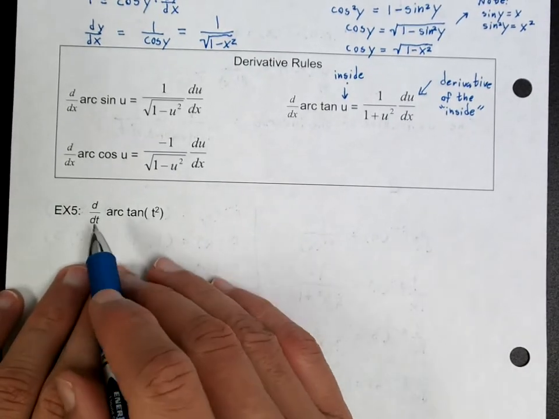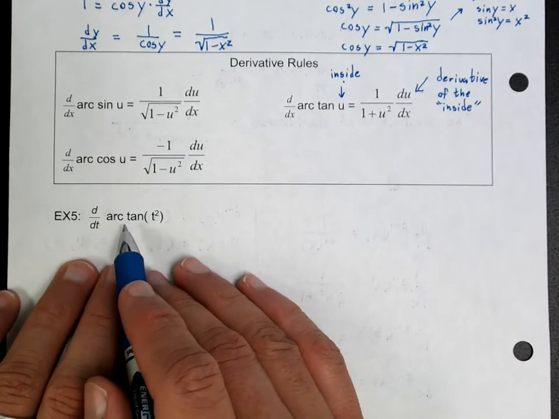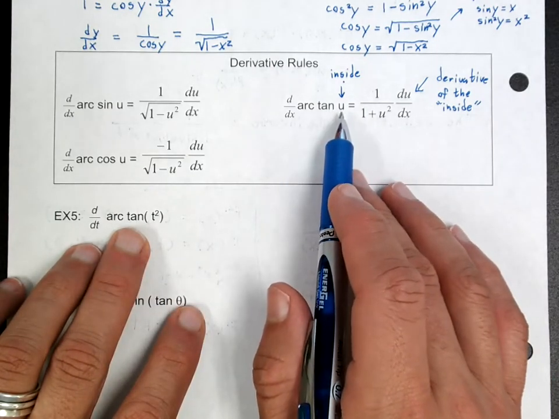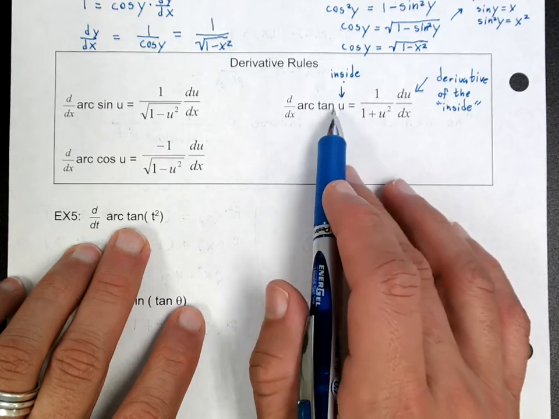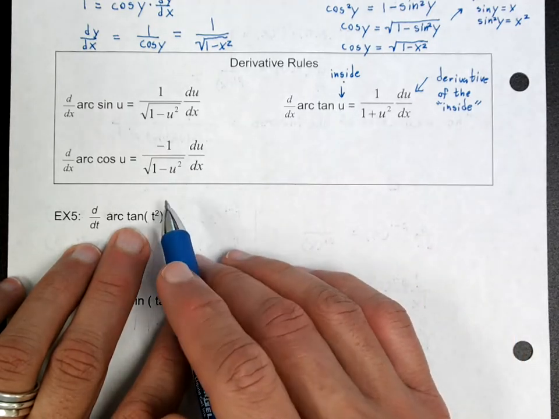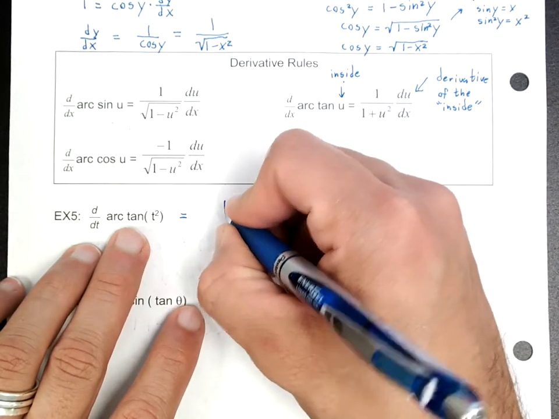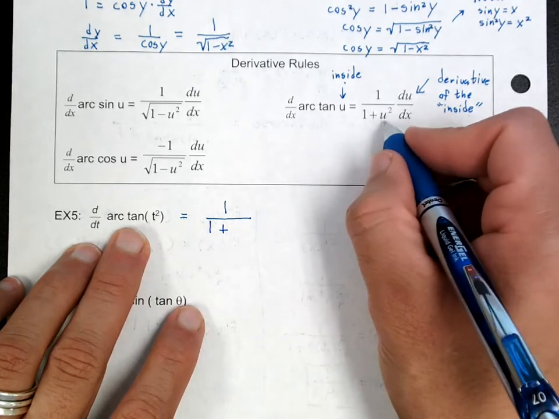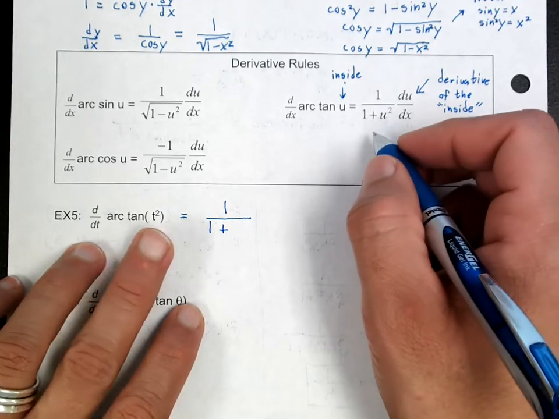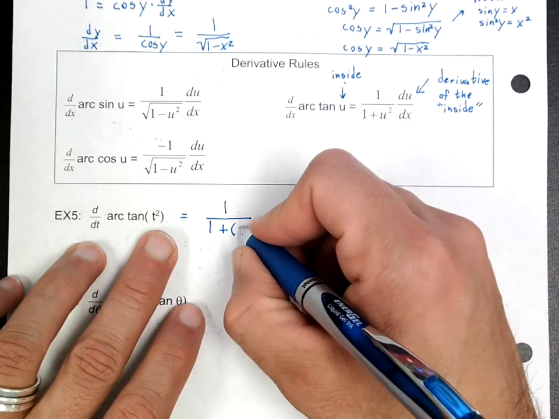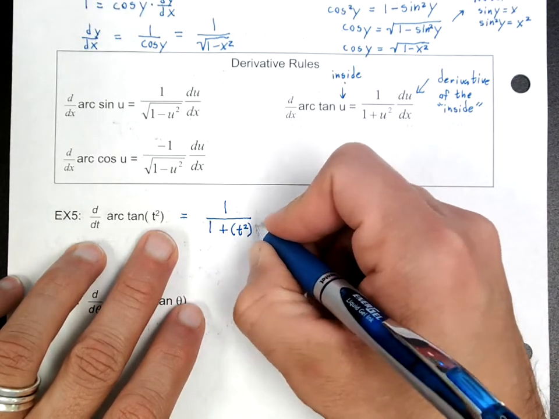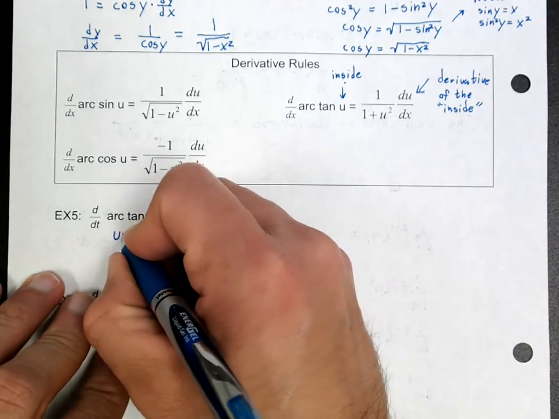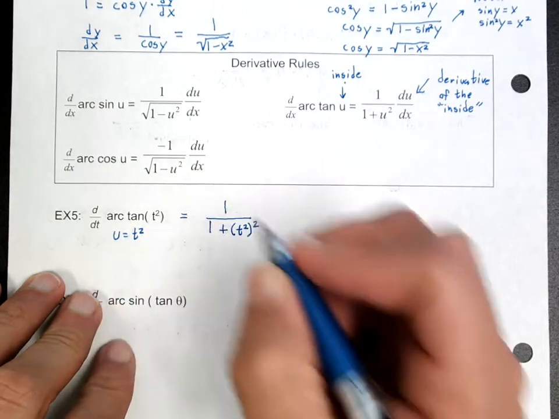Notice that right here I'm taking the derivative with respect to t of the inverse tangent function. Locate your inverse tangent function right here. The inside would be t squared. So I'm going to write 1 plus u squared, and u is t squared. So instead of writing u, I'm going to write t squared and square that, because of that formula. Again, u is equal to t squared.